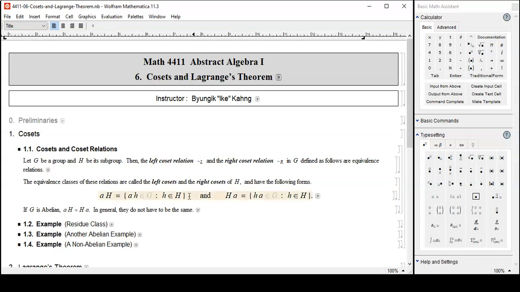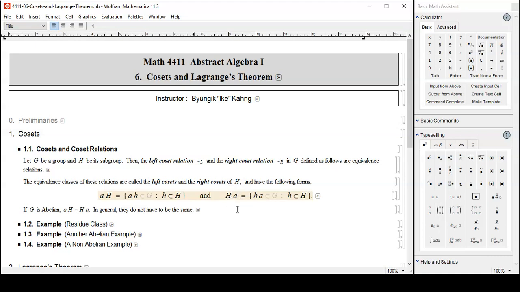classes of the left coset relation turn out to be of this form, A times H, which we call the left coset. You see, this group operation of A is on the left-hand side of the subgroup H. So it's called the left coset. For the right coset relation, it turns out we have something like this, HA form, and not surprisingly, we call it the right coset. A is multiplied to the right of the subgroup H.